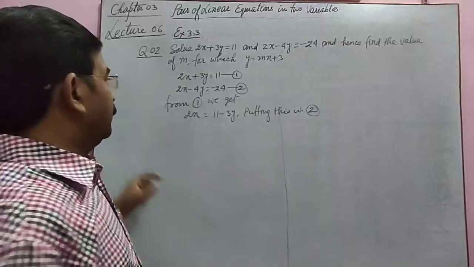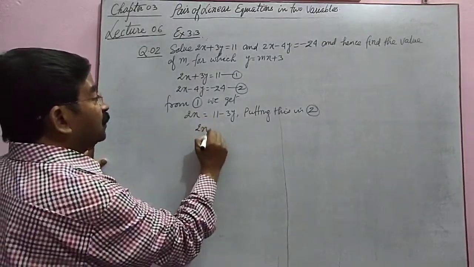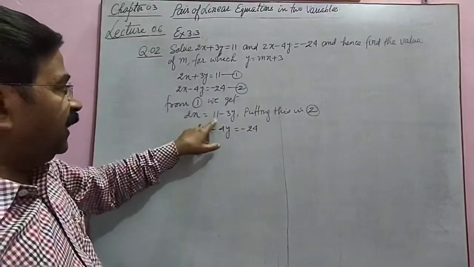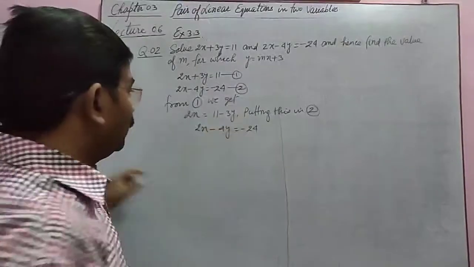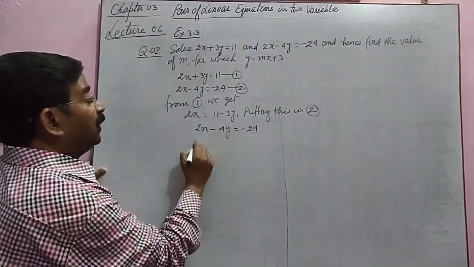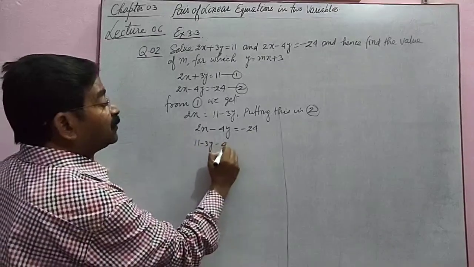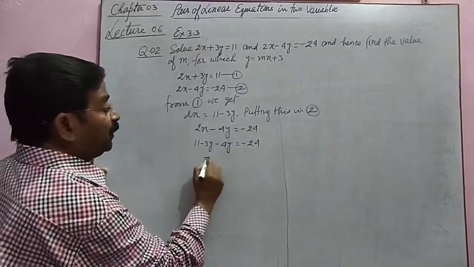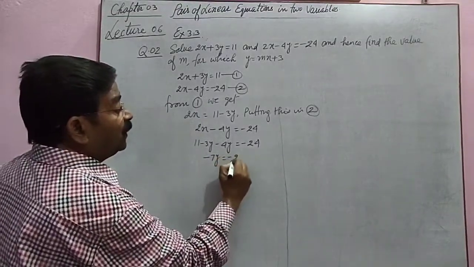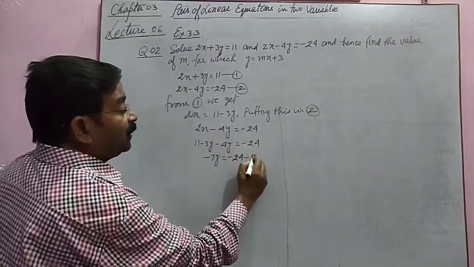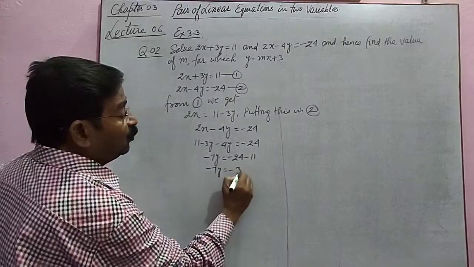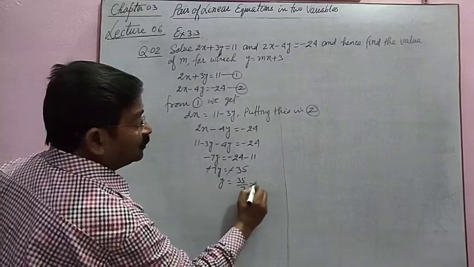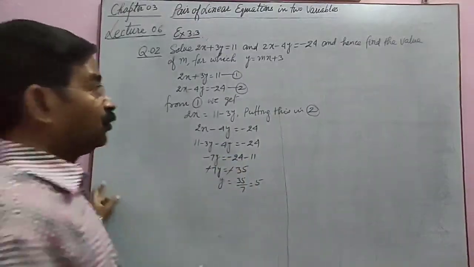Alright. Now see, I am writing equation number 2. 2x minus 4y is equal to minus 24. In place of 2x we can write 11 minus 3y. So 11 minus 3y minus 4y is equal to minus 24. Minus 3y minus 4y is minus 7y, so 11 minus 7y is equal to minus 24. This 11 comes this side, minus 11. Minus 7y is equal to minus 35. Minus and minus will go. y is equal to 35 upon 7 is equal to 5. So we have got y is equal to 5.